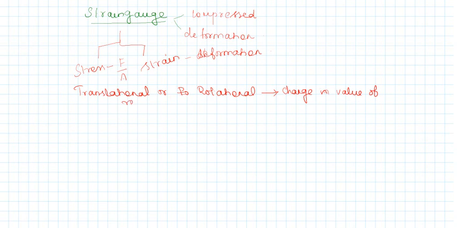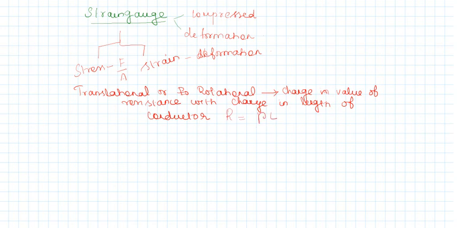Change in value of resistance with change in length of conductor, right? So that is the working of your potentiometer. Either you can go for translation or you can go for rotational. Both are working under the principle of R equal to rho L by A. Okay, that was the working nature of the potentiometer.